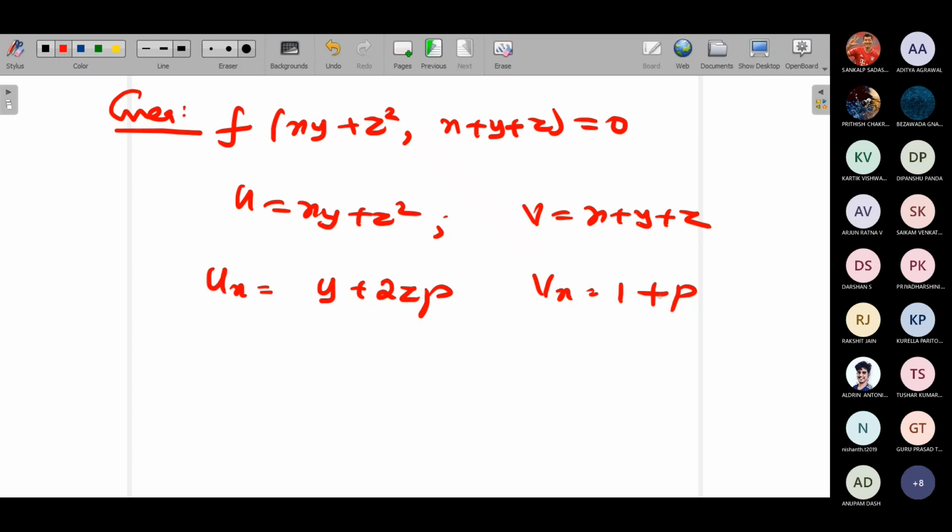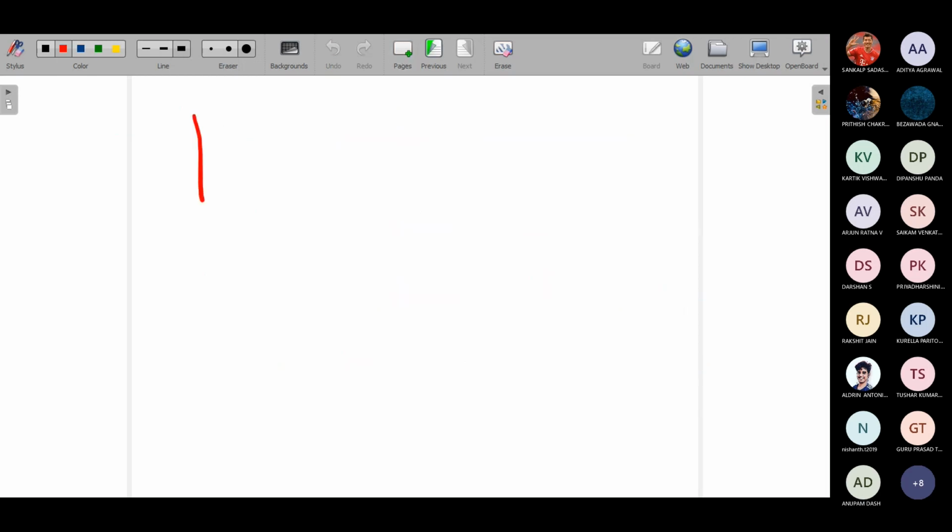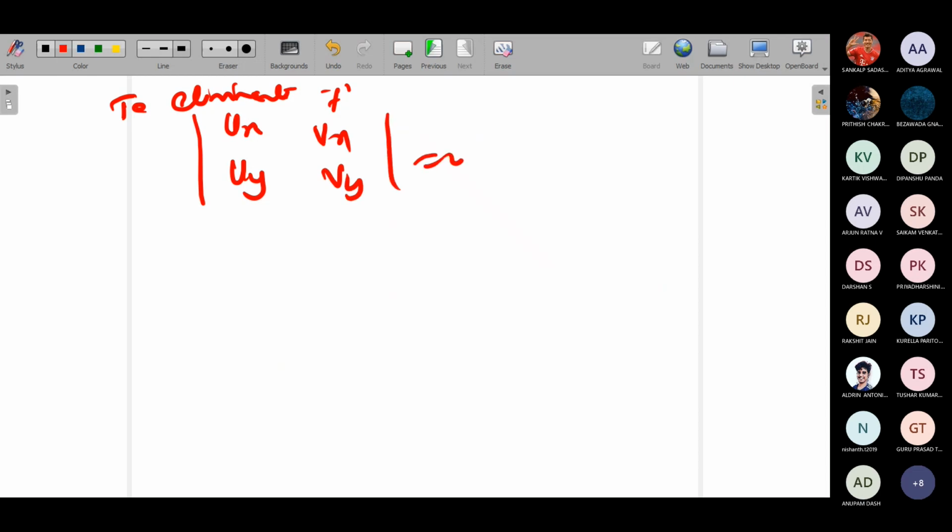Similarly, find out uy. What will be your uy? x plus 2zq. And here your vy will be equal to 1 plus q. So you have to find the determinant value and equate it to 0. You know that to eliminate f, we need to find the determinant of ux, uy, vx, vy equal to 0.